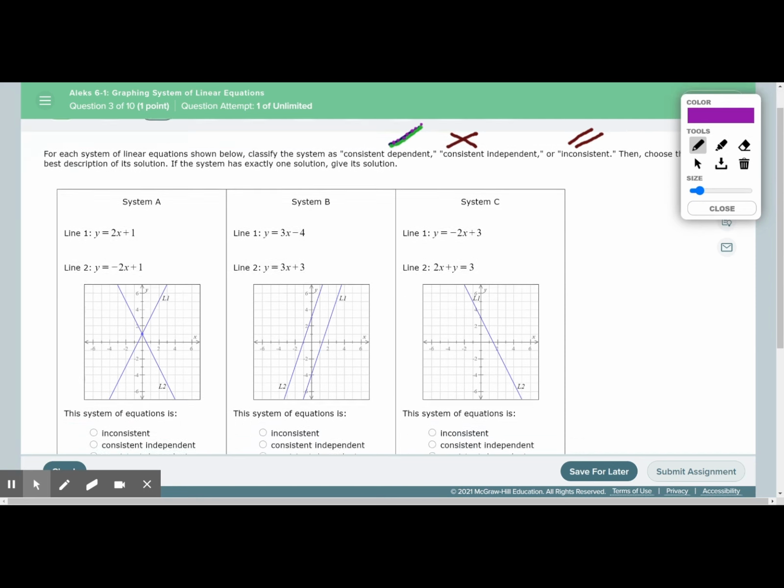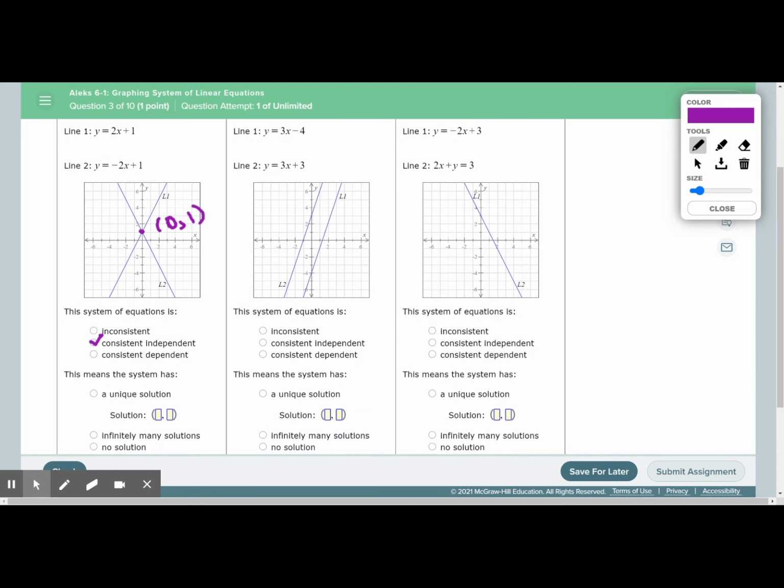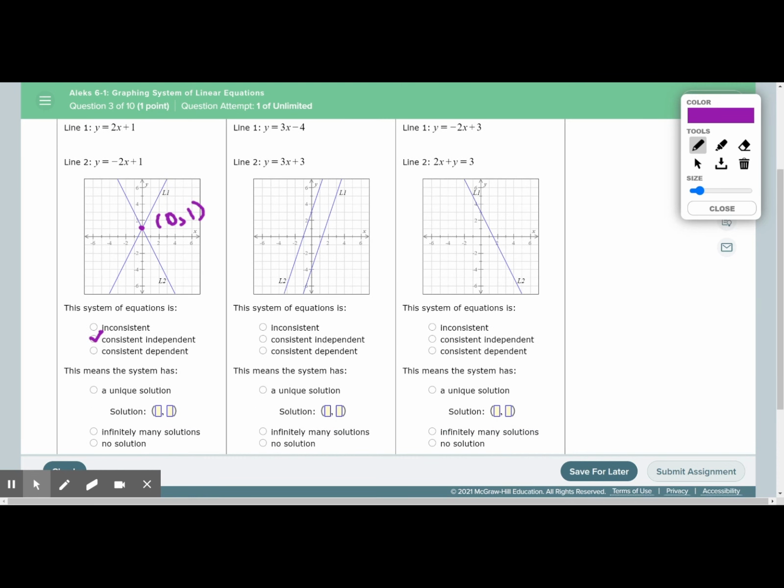All right, so now we look at system A. Look at the graph. As we see, they cross at one point, which is right here. The coordinate is 0, comma 1. This one crosses and they're not on top of each other, so that will be consistent, independent. The solution is what we have here, 0, 1.